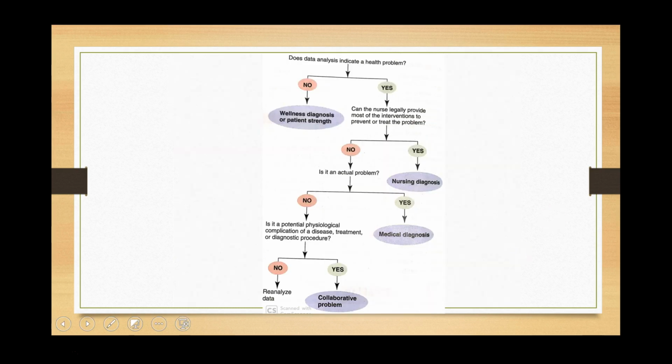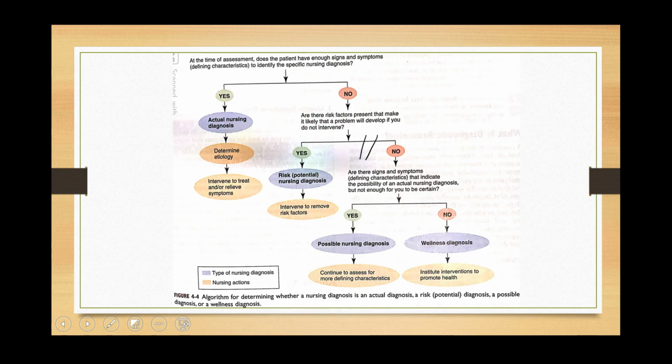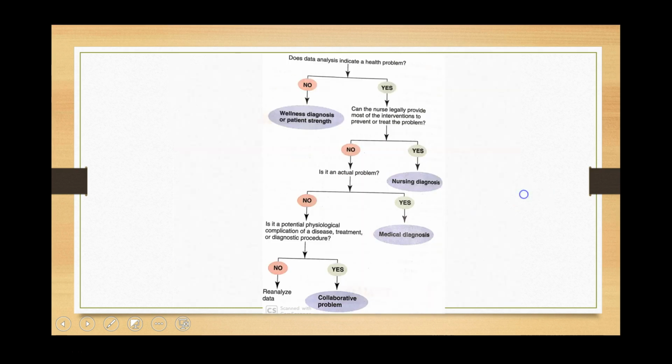The other thing, so we have nursing diagnosis. So this is where I'm getting, so go back to this slide again. Where I'm getting from this, okay, we can stop at the risk diagnosis at the LPN level. This is kind of where I'm getting at. So, does data analysis indicate a health problem? No. Then it's wellness, then don't worry about it. We don't need to go any farther. Wellness diagnosis, that's going to be an RN thing.